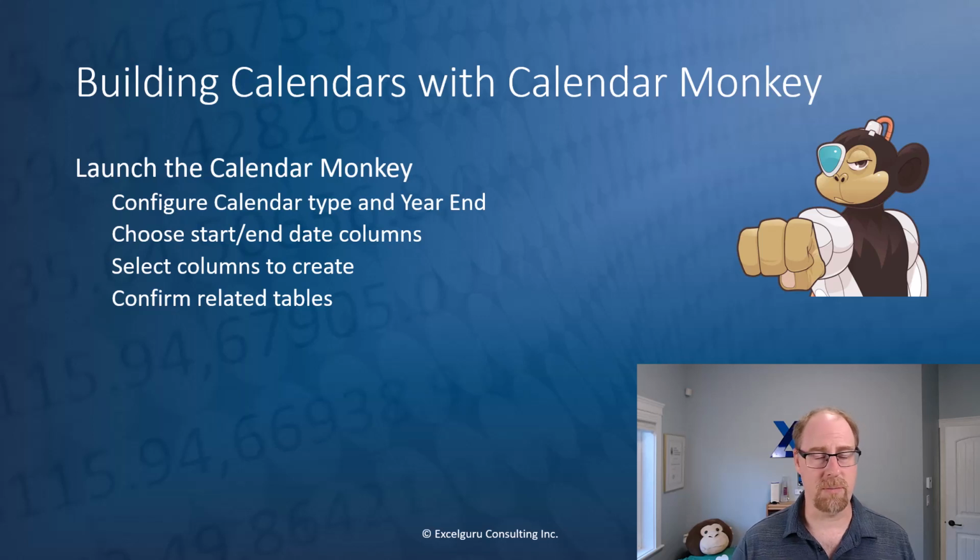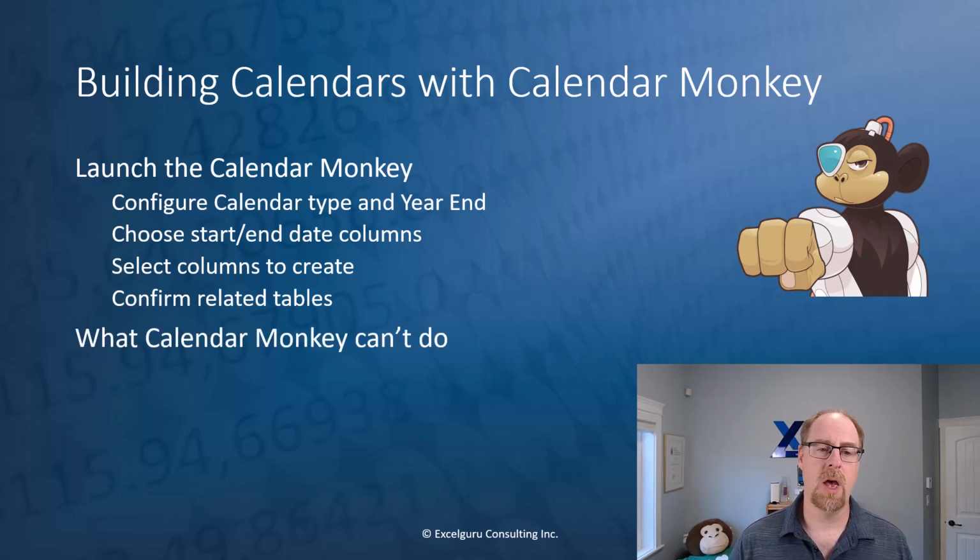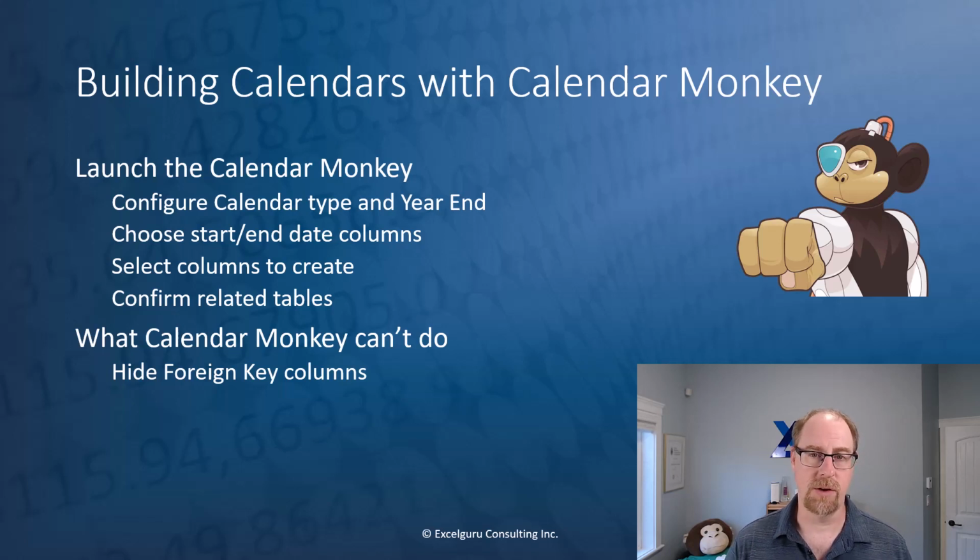Now I say most of it because there are a couple things that Monkey Tools cannot do, unfortunately. What Monkey Tools can't do is hide the foreign key column, so the key on the many side of the relationship. There's unfortunately just no API for us to do so. We really wish there was. Likewise, we don't have the ability to add sorting hierarchies, so this work needs to be done manually. But the monkeys are pretty good at letting you know exactly what you need to do to finish things off.